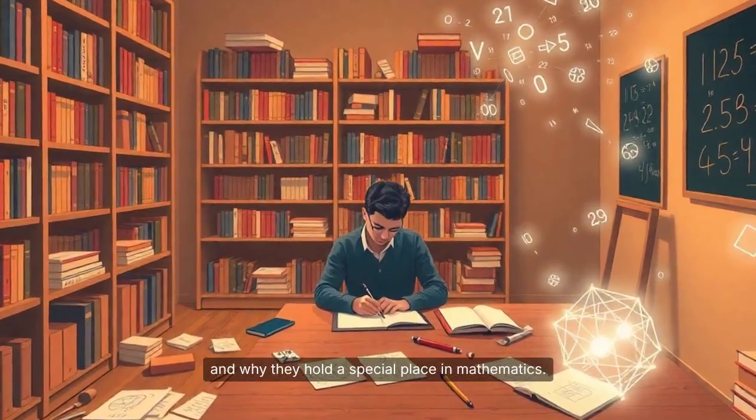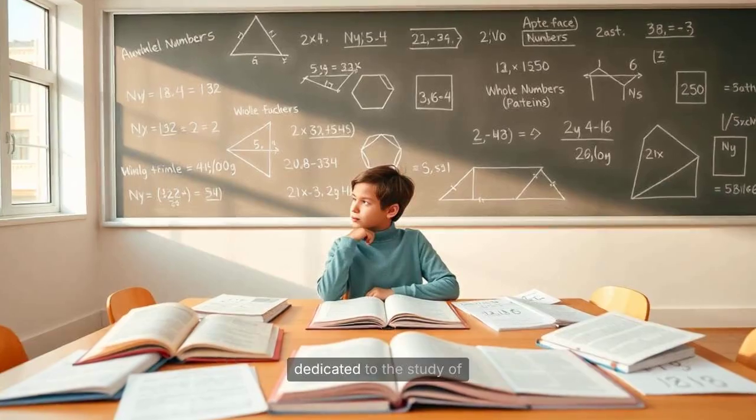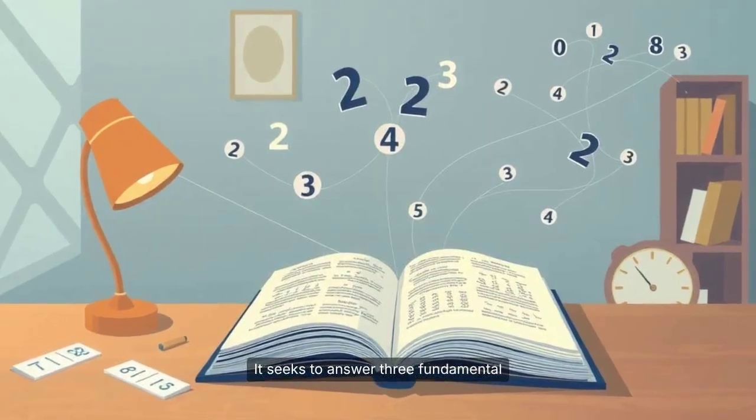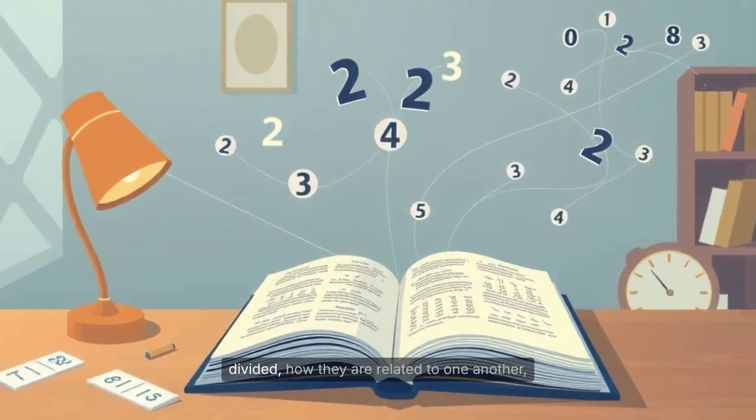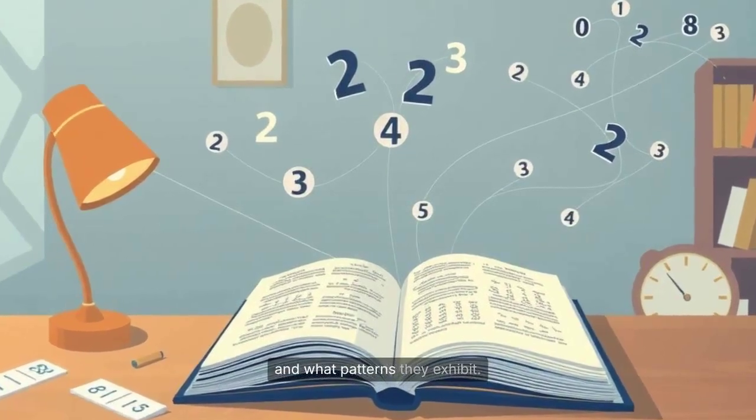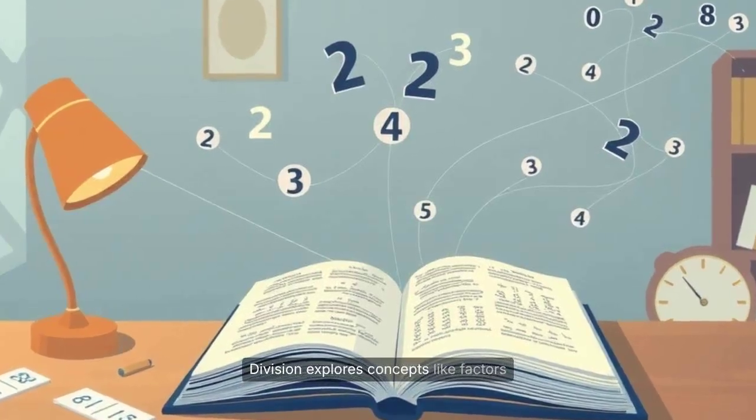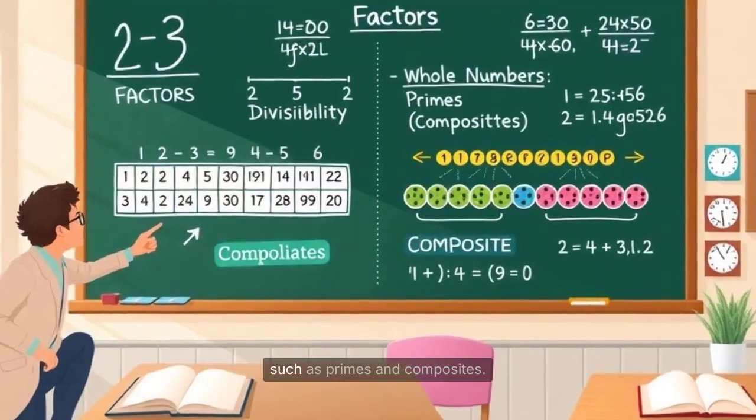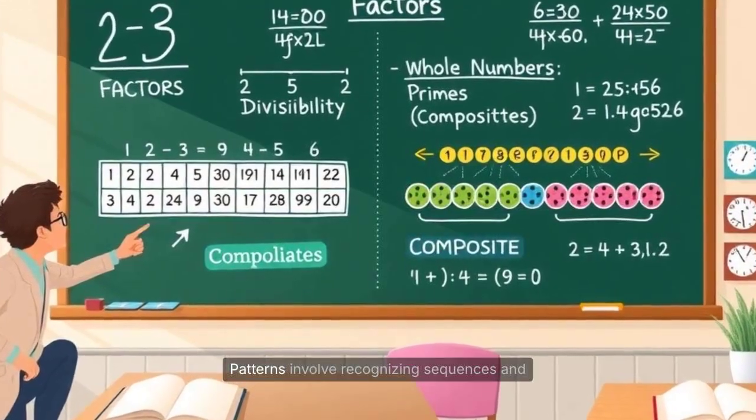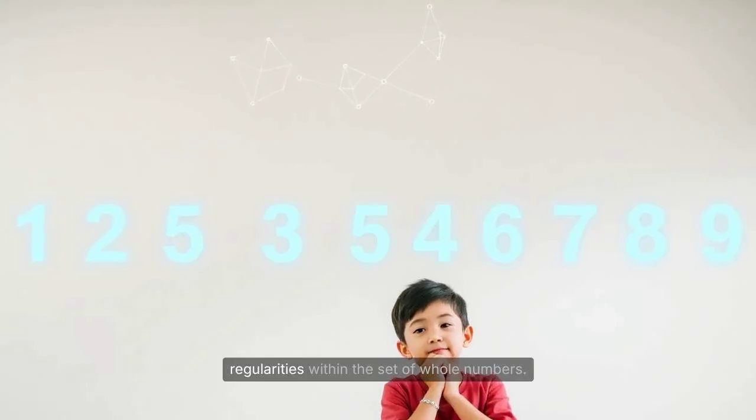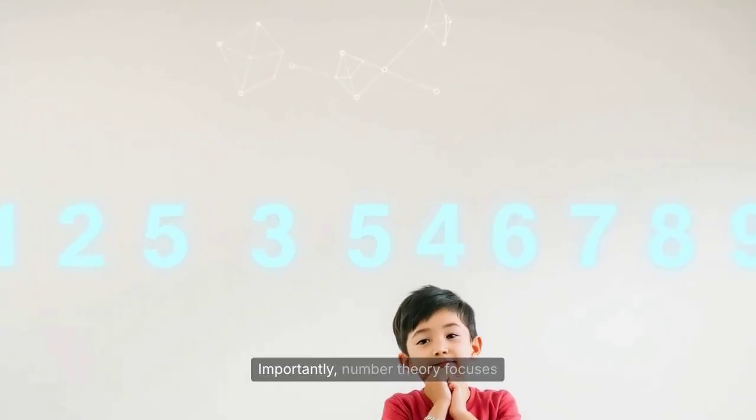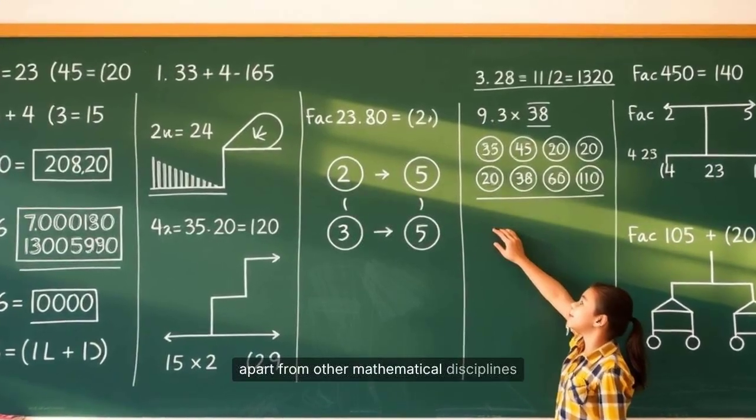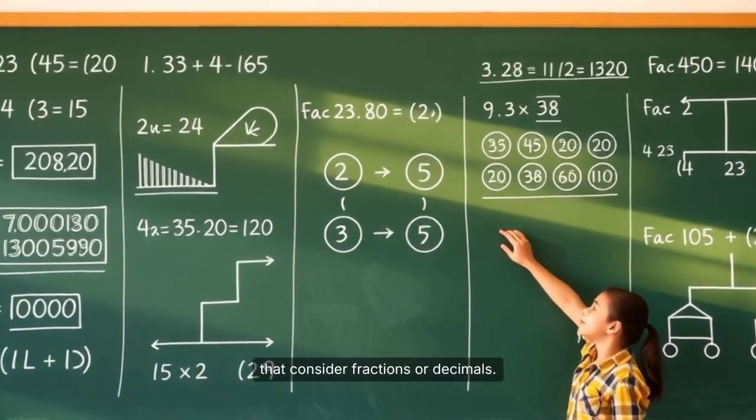Number theory is a branch of mathematics dedicated to the study of whole numbers and their properties. It seeks to answer three fundamental questions: how whole numbers can be divided, how they are related to one another, and what patterns they exhibit. Division explores concepts like factors and divisibility, while connections between numbers include relationships such as primes and composites. Patterns involve recognizing sequences and regularities within the set of whole numbers. Importantly, number theory focuses exclusively on whole numbers, setting it apart from other mathematical disciplines that consider fractions or decimals.